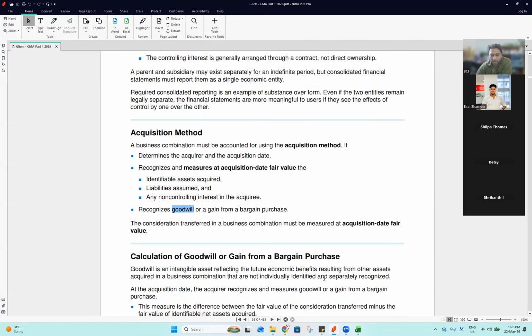Now, you might ask why I am paying 50,000 more. Because I expect this company will bring revenue in the future years for me. That's why I'm paying an excess amount. Otherwise, the other guy will not sell it to me. Got it?